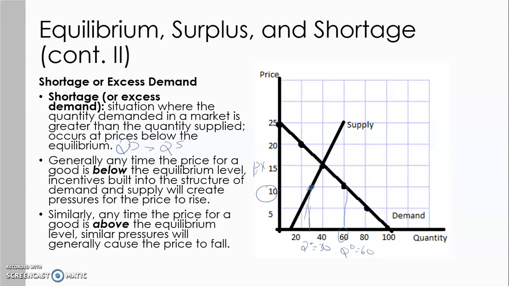Generally, anytime we have a price that's below the equilibrium level, that's going to put upward pressure on prices. Anytime we're above the equilibrium level, that's going to put downward pressure on prices. And so markets want to move to equilibrium. They want to balance things out.